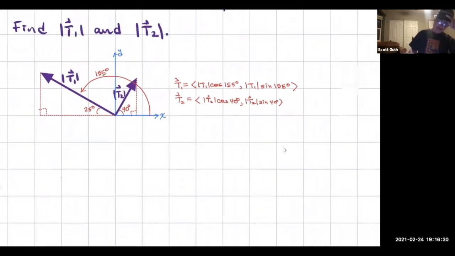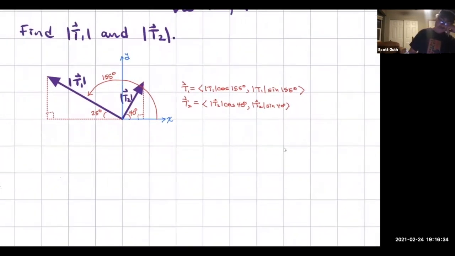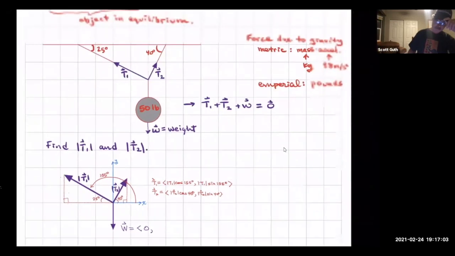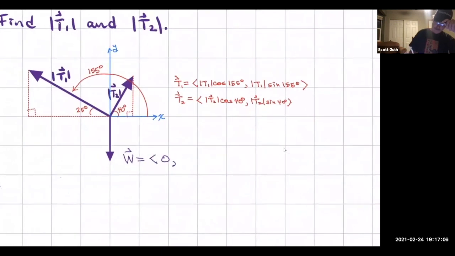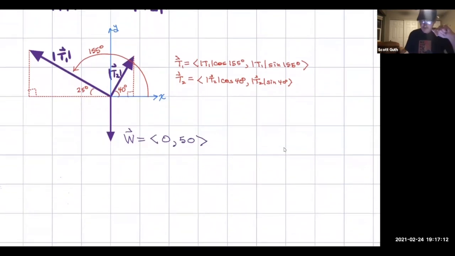Okay, so anyway, and then we'll do the weight here. Let me do that last vector. Okay, we'll have that going down. So this is W. W is, well, the zero on the X component, and I think it was a 50 pound, right? Yeah, 50 pound weight. So we just say 0, 50 for W. Okay, and so we're to a point where I think shortly you'll see two equations and two unknowns.